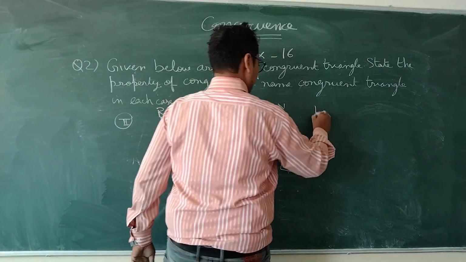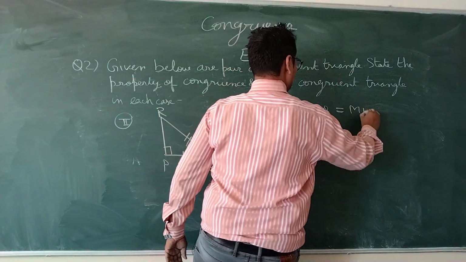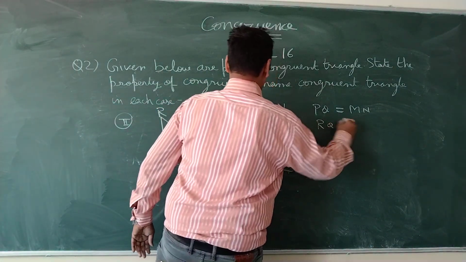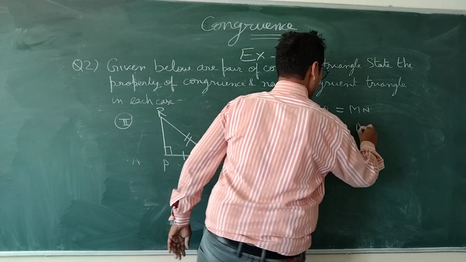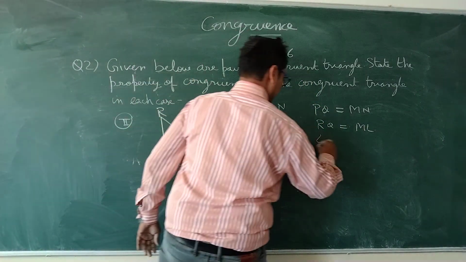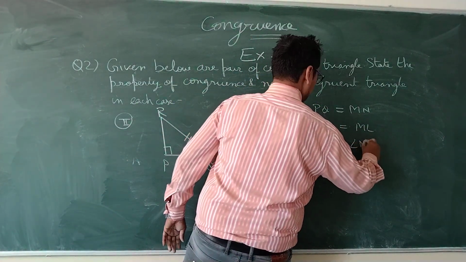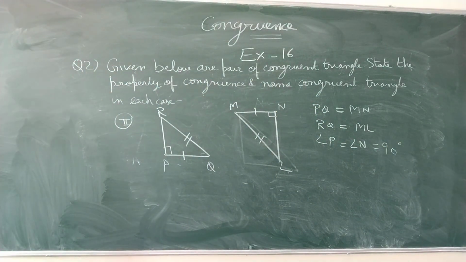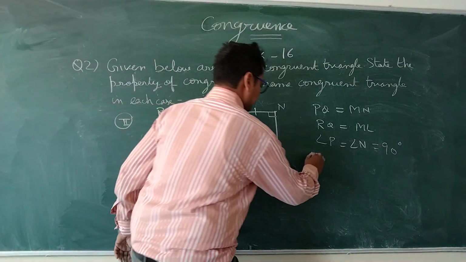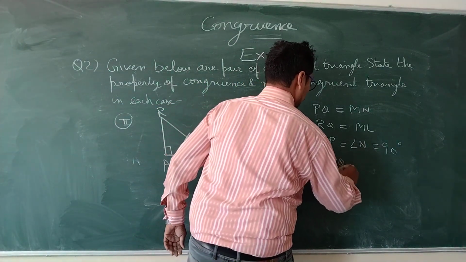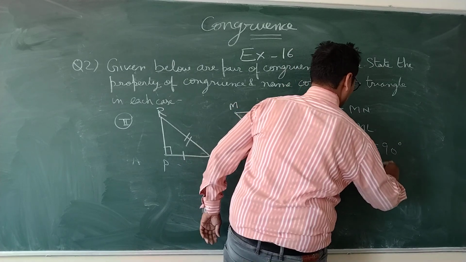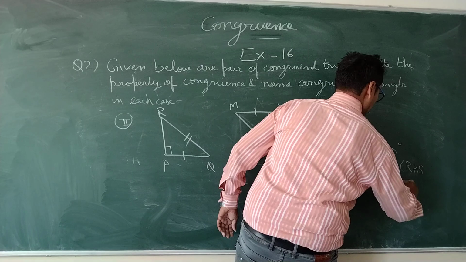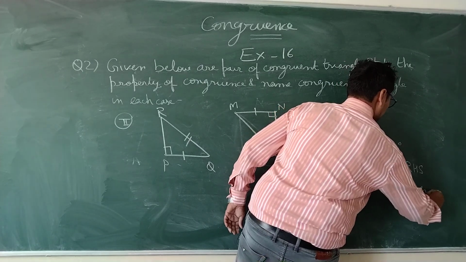In this, PQ is equal to MN, RQ is equal to ML, and angle P is equal to angle N, which is 90 degree. So we can say triangle RPQ is congruent to triangle LNM, and this is by RHS congruency.